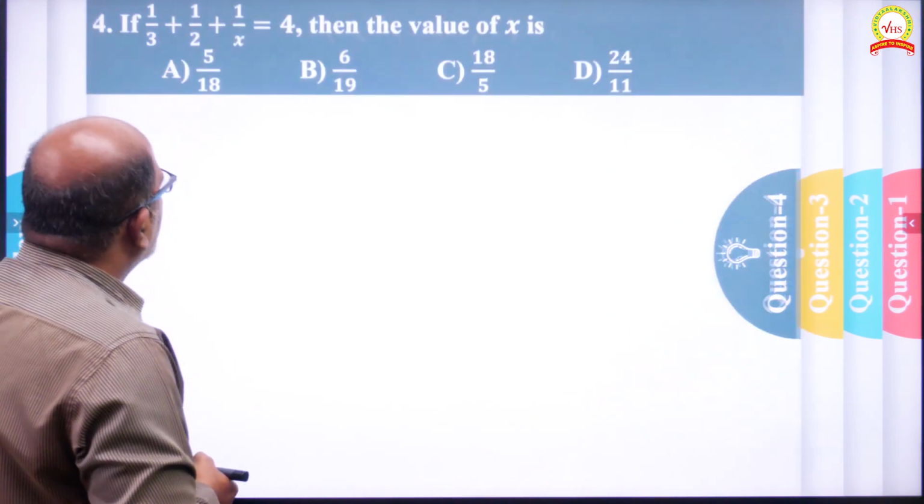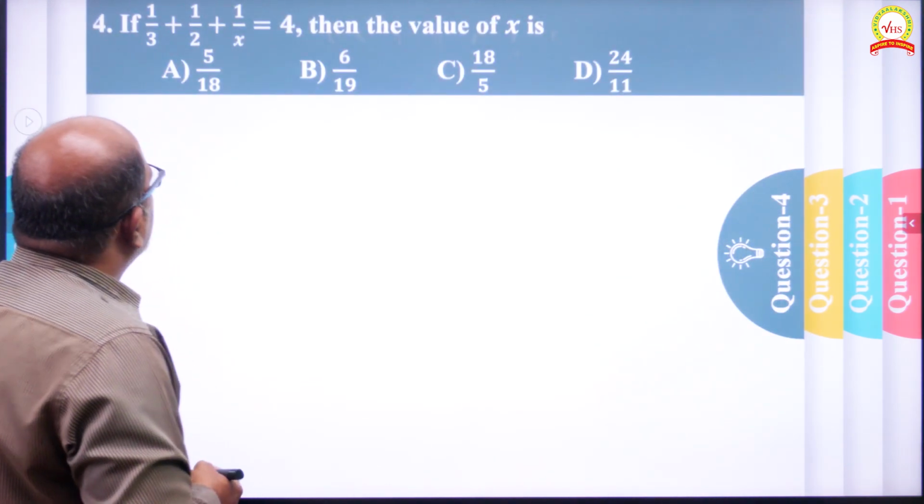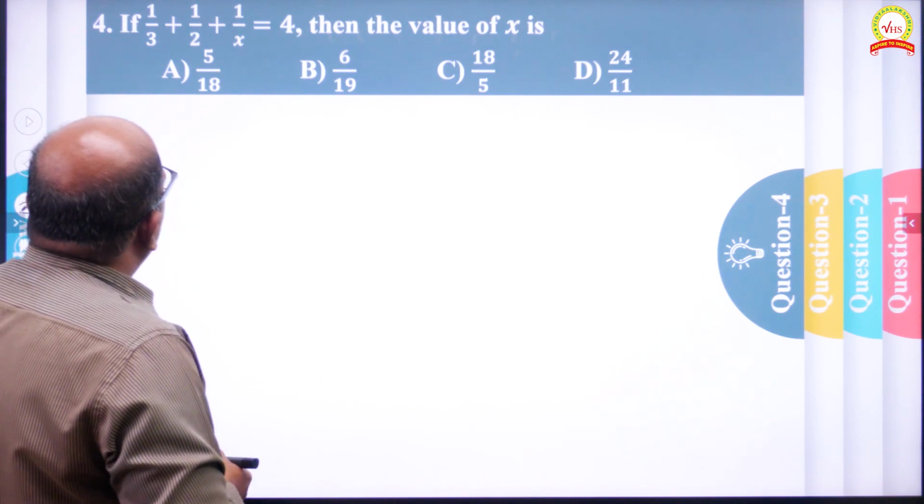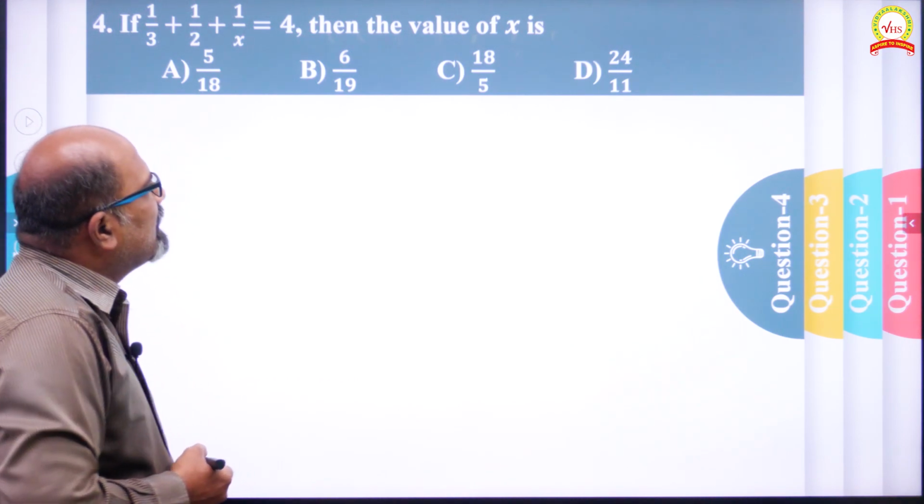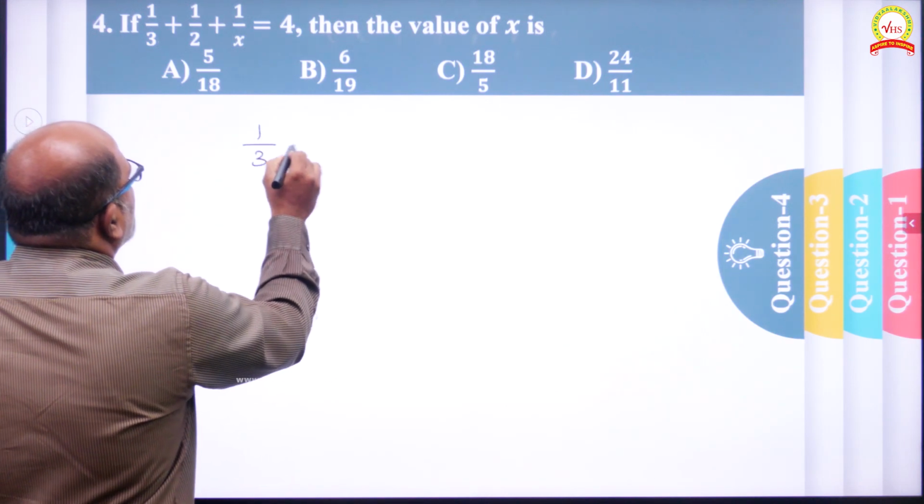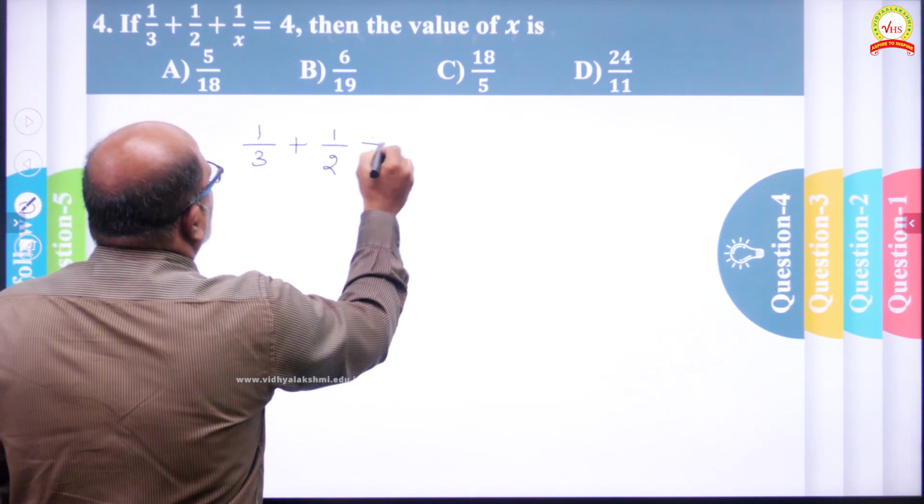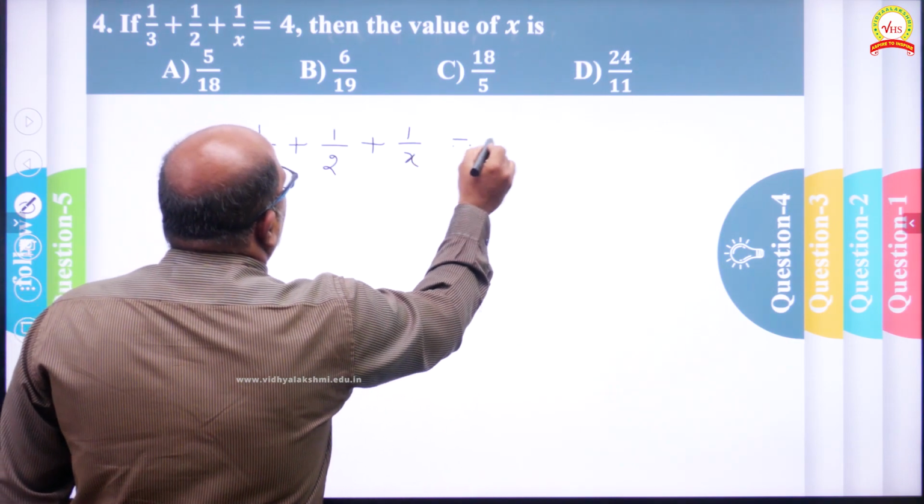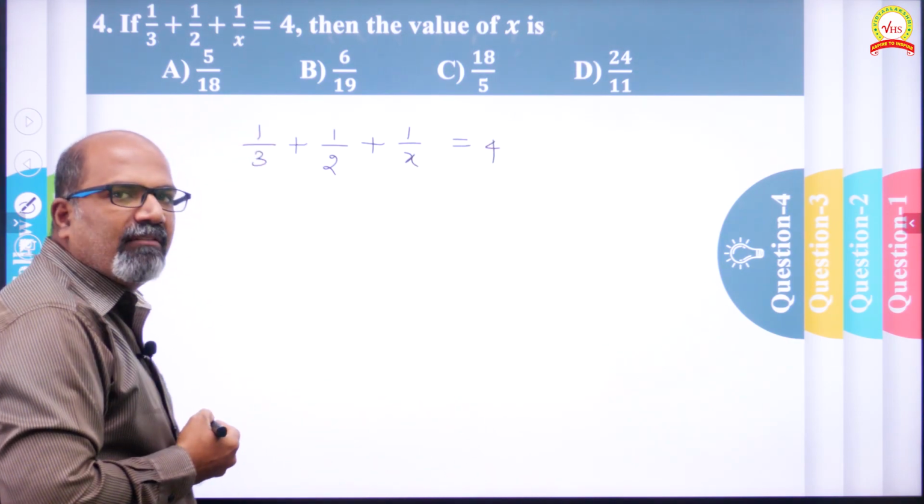Okay. Then next question, question number 4. 1 by 3 plus 1 by 2 plus 1 by x is equal to 4. Then find the value of x, it is asked. See, 1 by 3 plus 1 by 2 plus 1 by x is equal to 4. Here we want to find the value of x.